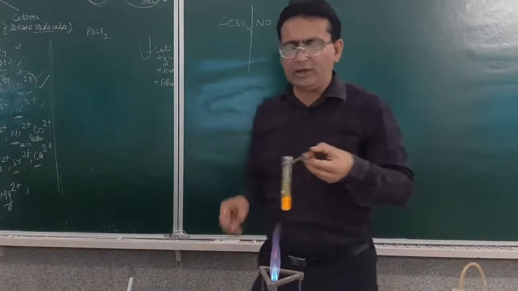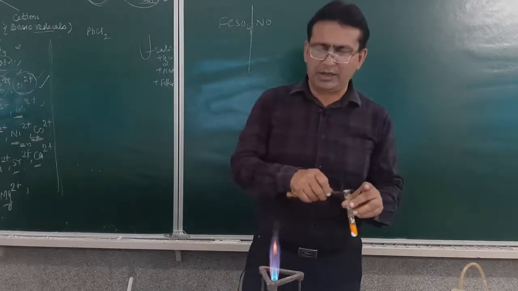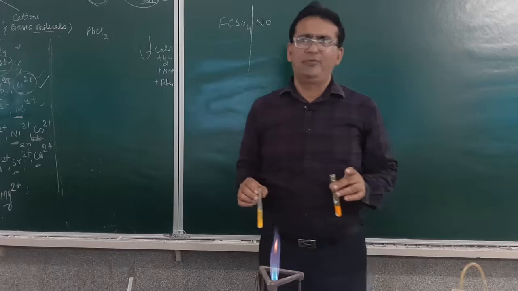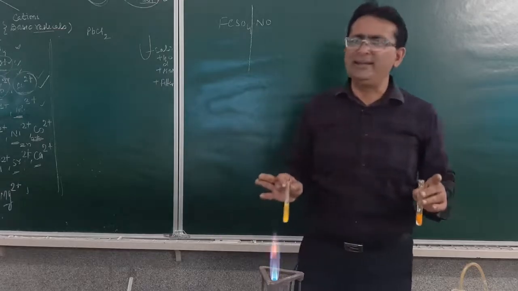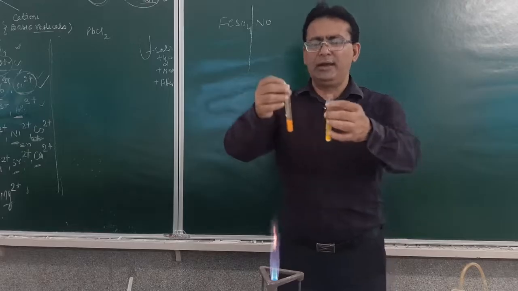So which is the cation you are observing? Lead. Which is the anion you are observing? Nitrate. So the salt will be lead nitrate. What was the aim? To analyze the salt. Which salt have we analyzed? A lead ion and this.